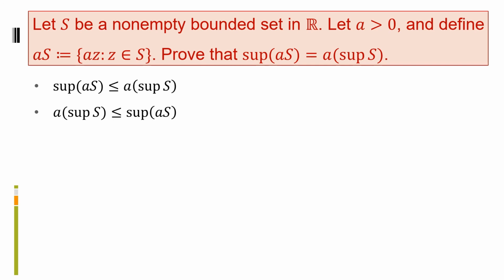Now, we have shown that yung first, the supremum of AS is less than or equal to A times the supremum of S, and that A times the supremum of S is less than or equal to the supremum of AS. Therefore, we can conclude that indeed, the supremum of AS is equal to A times the supremum of S.